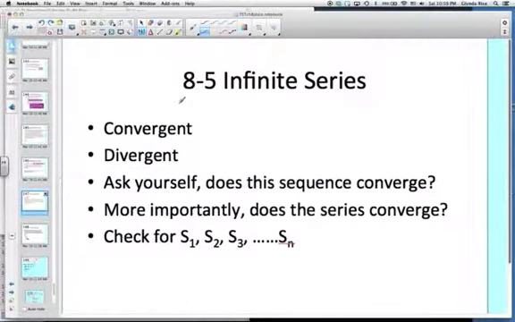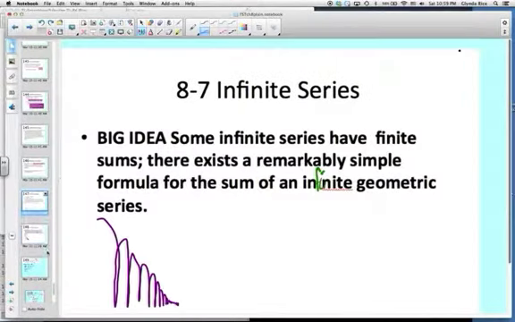So you need to know for infinite series, is it convergent or divergent? If R is less than 1 in a geometric series, it's convergent. If R is greater than 1, it diverges. Ask yourself, does a sequence converge? Does a series converge here? So the whole idea, and actually I want to go back to the learning targets to make sure we have those down.